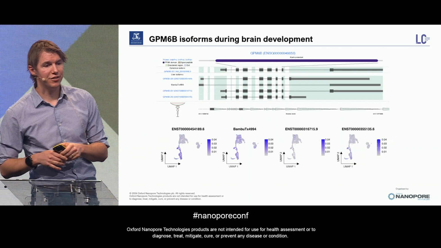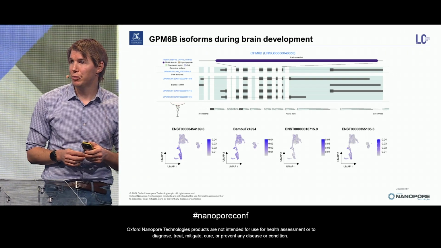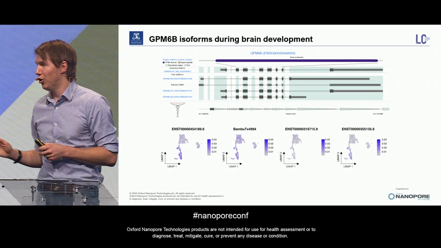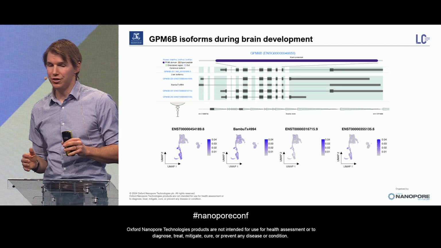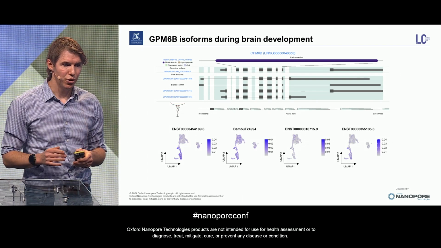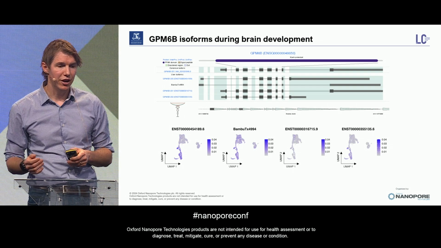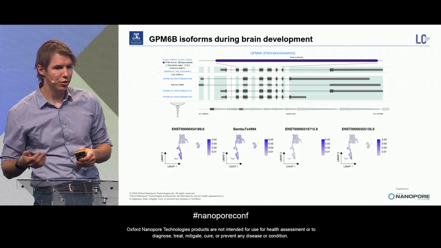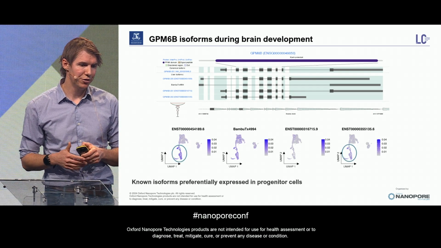Okay, here's a second example. This is another gene called GPM6B. It's a membrane glycoprotein. It is putatively involved in brain development, but it's not really functionally characterized in brain development at all. Again, we're able to see a novel isoform of this gene, as well as some known isoforms. So there's quite a lot of transcriptional complexity for this gene during brain development.